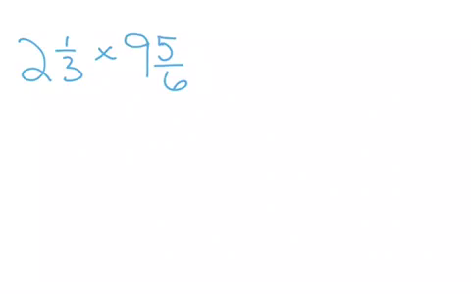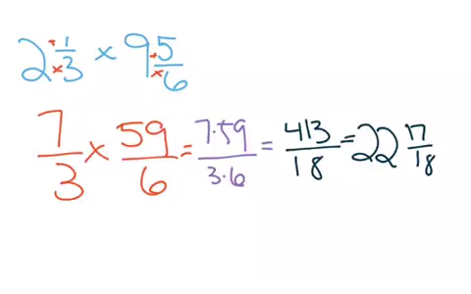All right, you're going to try this bad boy. 2 1/3 times 9 and 5/6. Try it. Hit play when you're ready to go. All right, guys, so if you did that correctly, your answer should be 22 and 17/18, or 17 over 18.